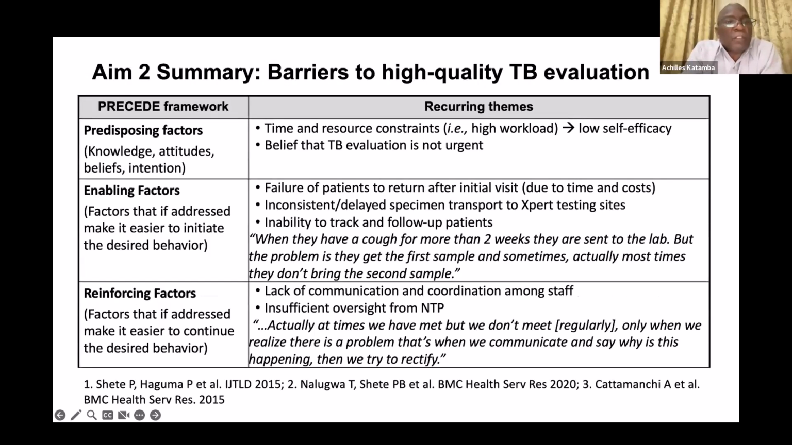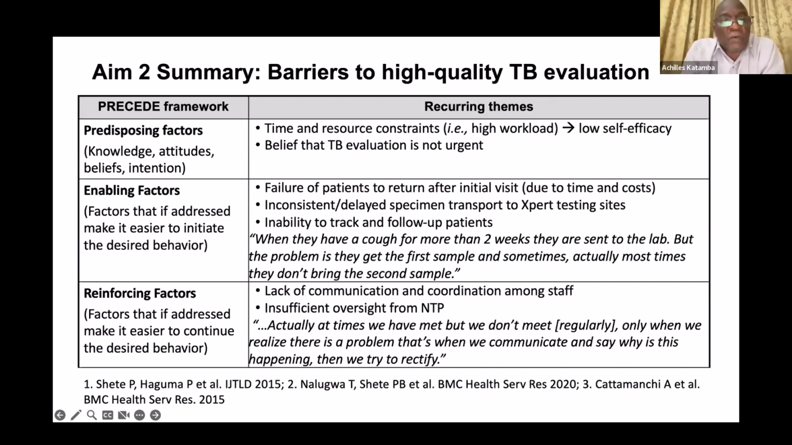After using that model, for those barriers which were identified, we used the PRECEDE framework to understand the recurring themes. Among the predisposing factors, we looked at time and resource constraints, and high workload, which led to low self-efficacy and the belief that TB evaluation is not urgent. Among the enabling factors, factors that, if addressed, make it easier to initiate the desired behavior: failure of patients to return after the initial visit due to time and costs, inconsistent and late specimen transport to Xpert testing sites, and inability to track and follow up patients.